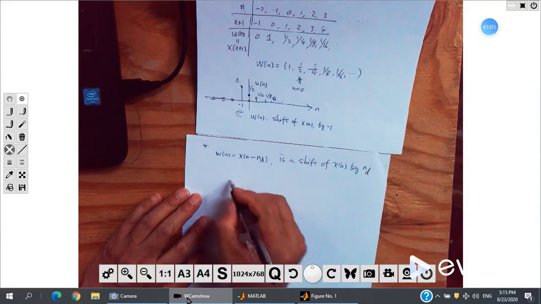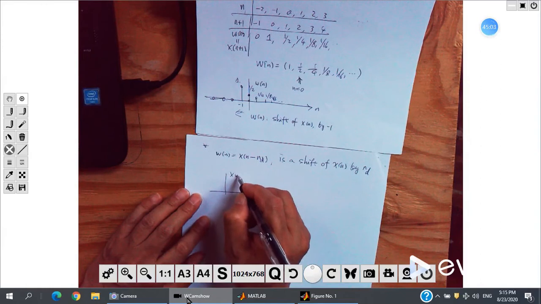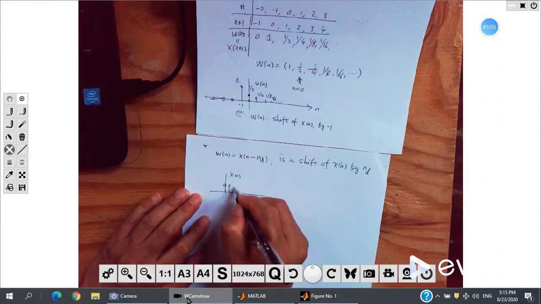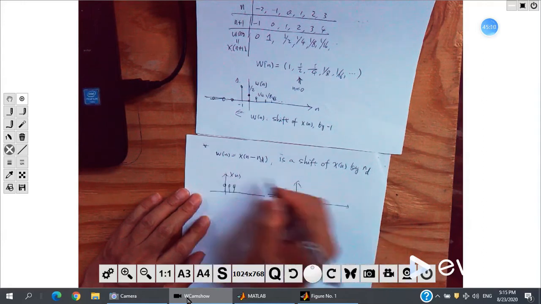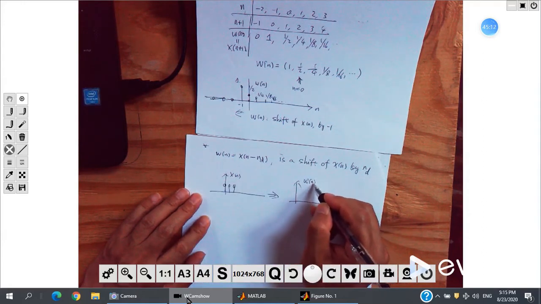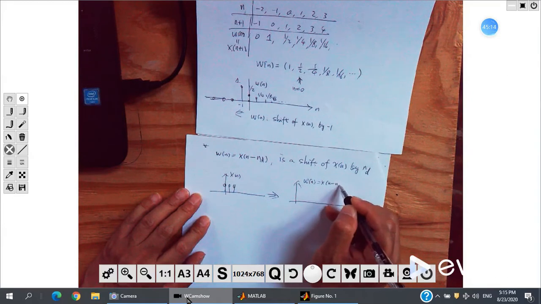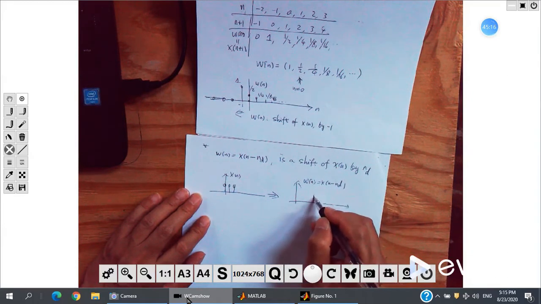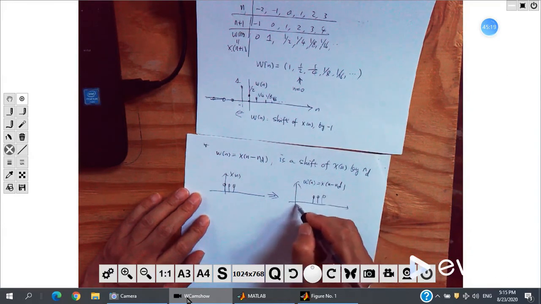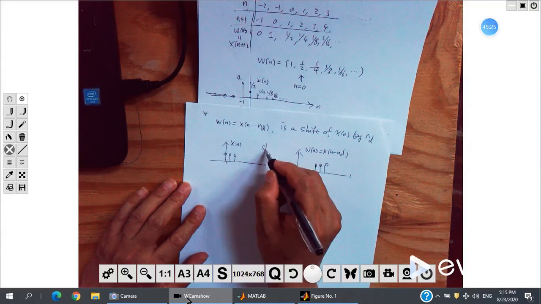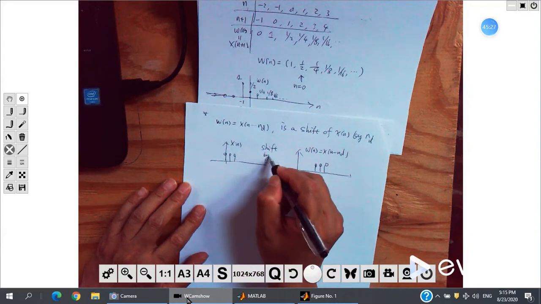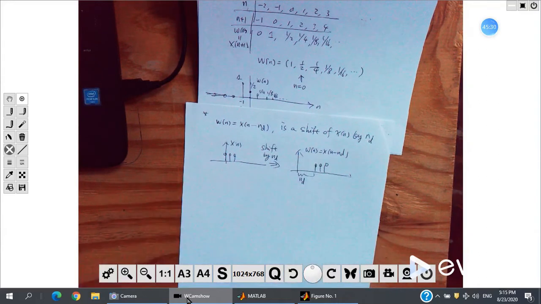So like if this is x of n, then this is w, which is x of n minus nd, and it looks like this. Here's nd. Shifted by nd. Yeah, this is a shift. Alright.